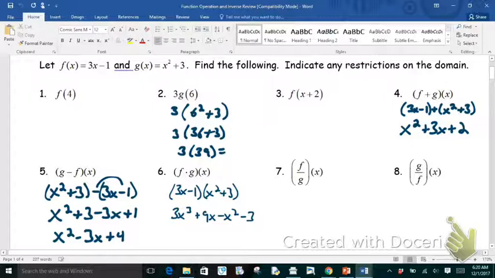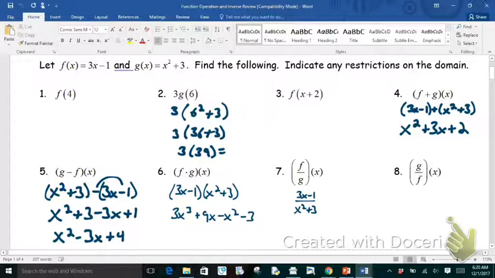And then problem number 7, let's look at one where we are dividing. So this would be 3x minus 1 over x squared plus 3. And so this kind of leads us to the second point that I'm going to make on this review, which is looking for any restrictions in the domain.